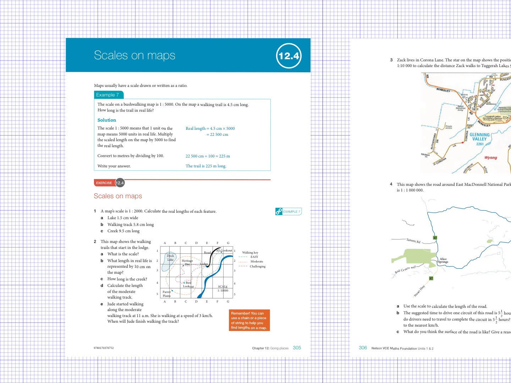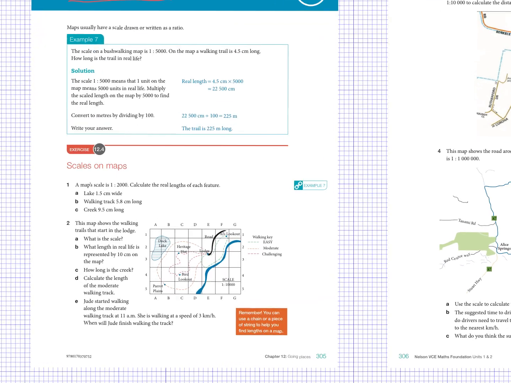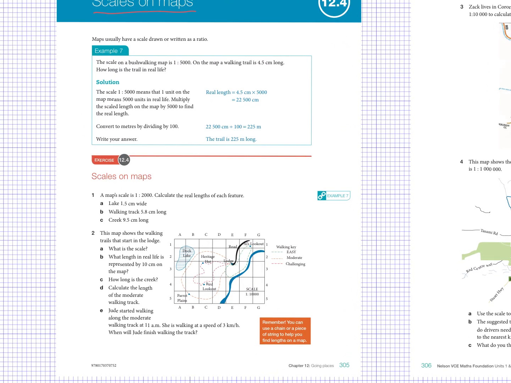All right, welcome to today's lesson on scales on maps. Now you might have had experience with this before, but we'll just quickly go through it so that we're all on the same page and can use it when we see a map. So maps normally have scales drawn as a ratio, and a ratio is two numbers separated by a colon.